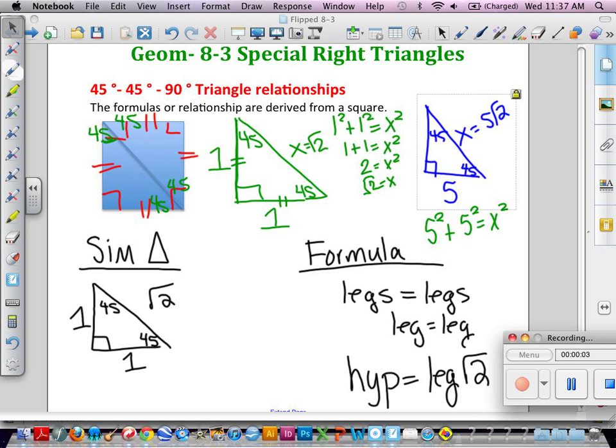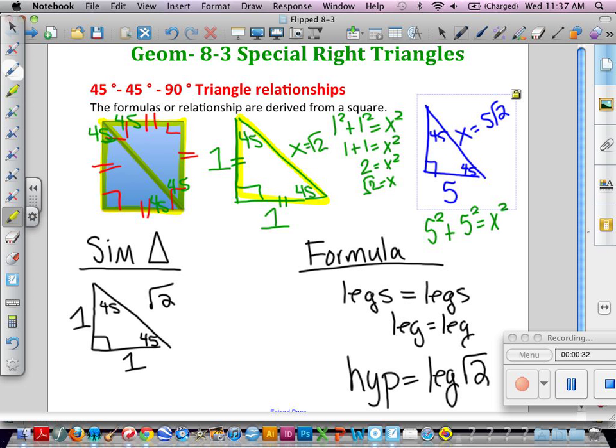Hello, geometry students. Today we're going to continue to talk about the special right triangles, which are the 45, 45, 90 and the 30, 60, 90 triangle. In class, I had talked about the 45, 45, 90, and I referenced a square. So I brought my 45, 45, 90 triangle from half of that square, and I pulled it out.